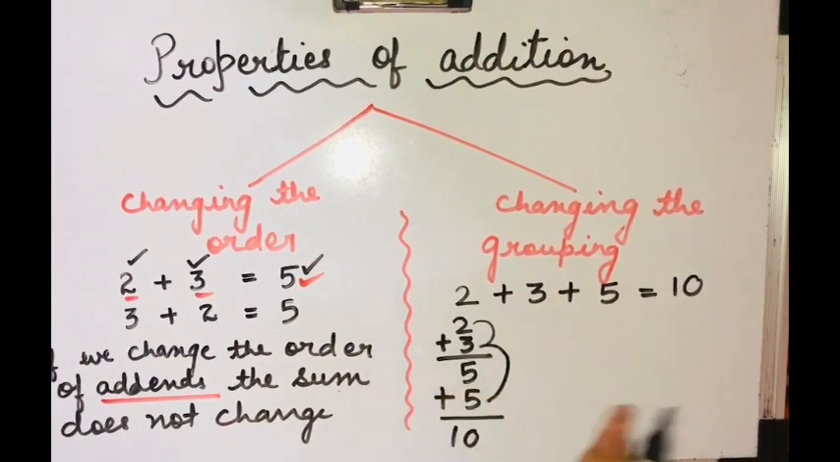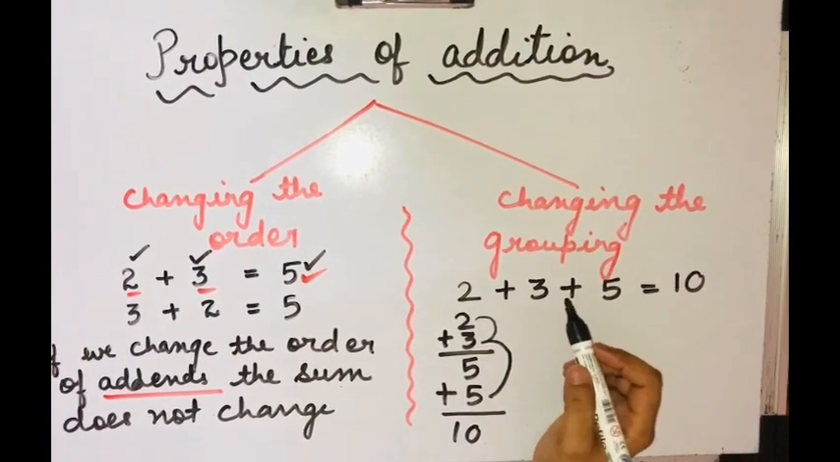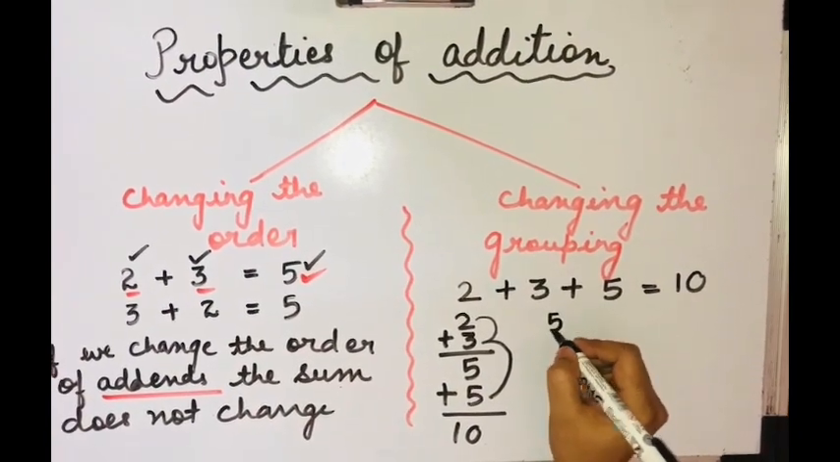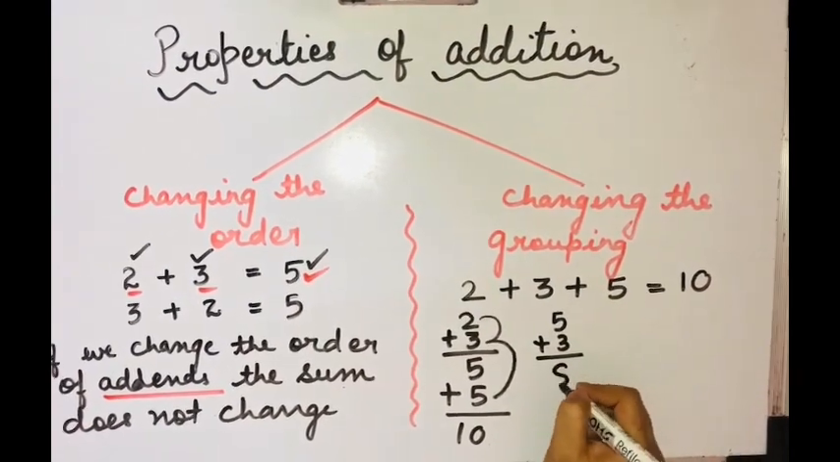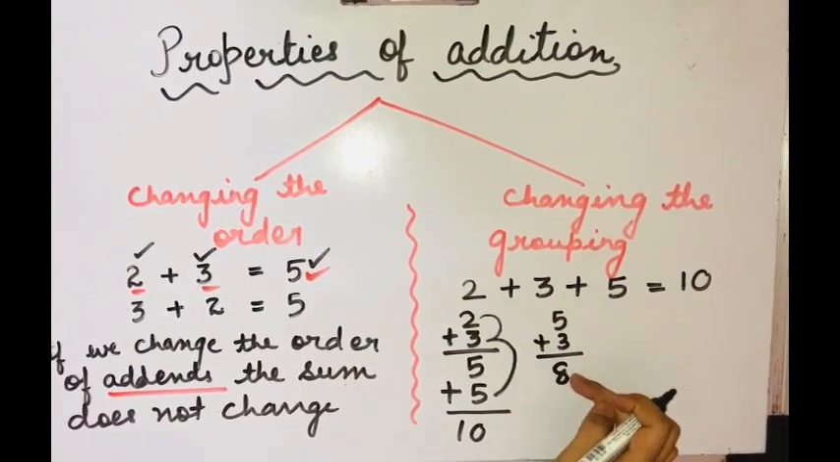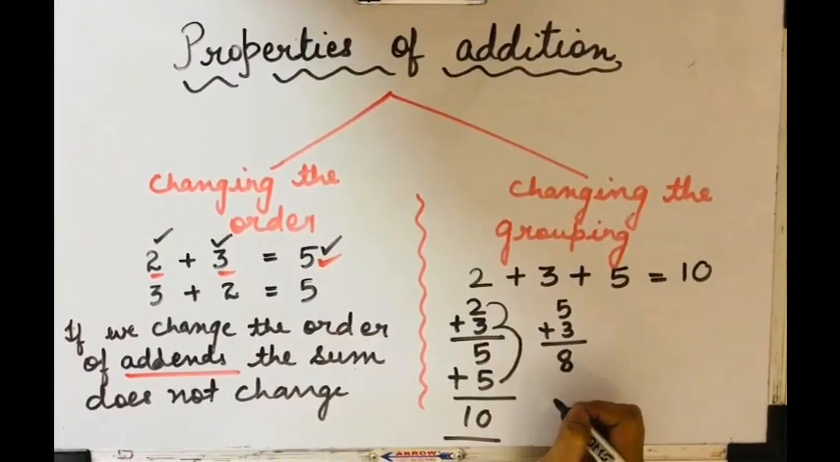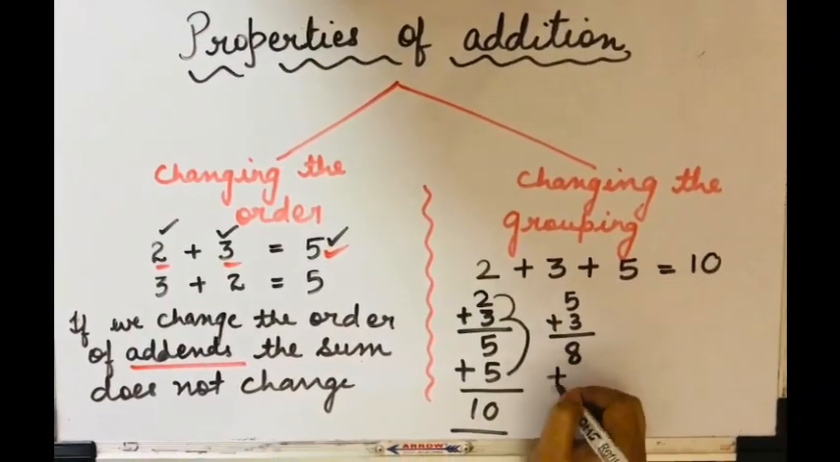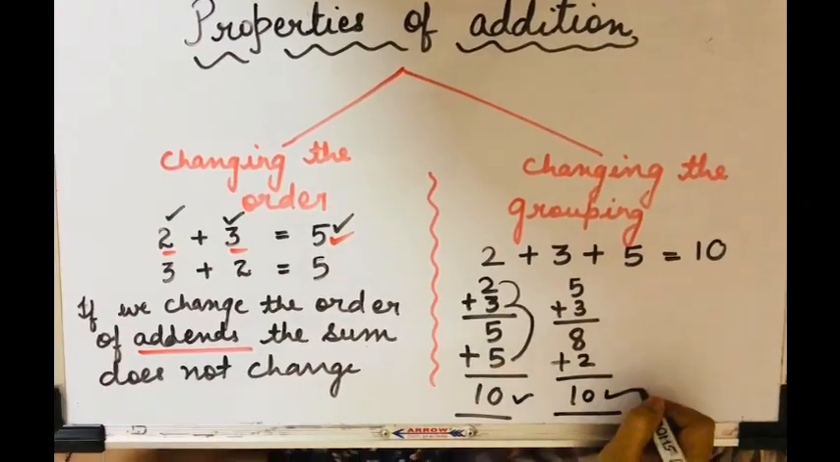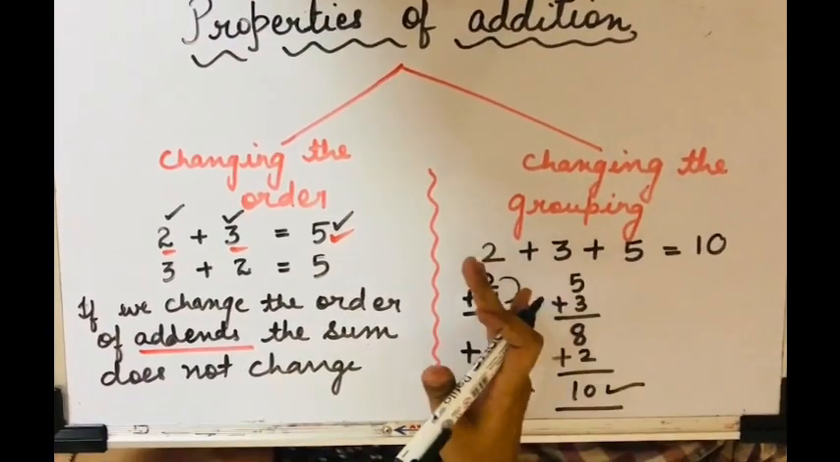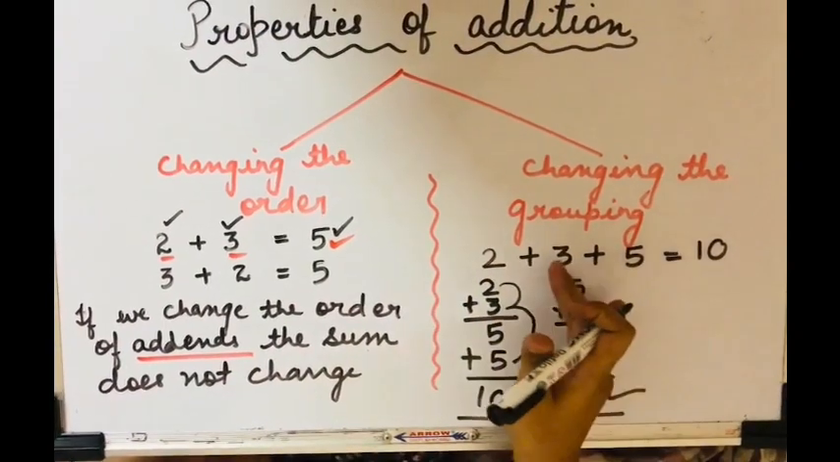In case I change the grouping, that is first I will add 5 plus 3, I will get 8. After that I added 2, I got 10. So you can see the answers are same, no matter whether we are doing first 2 plus 3 plus 5, then 5 plus 3 plus 2.